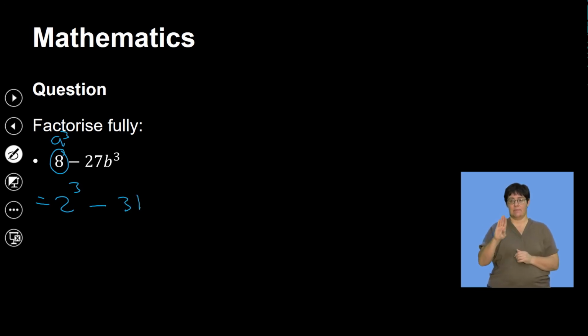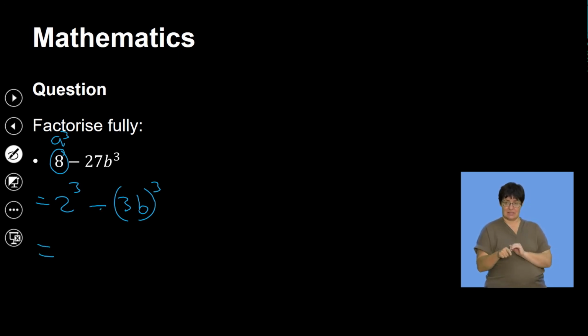One last example, this is a difference of cubes, right? So you treat this, remember, as a cubed, and then this will be the b cubed. So this is the same as 2 to the exponent of 3 minus 3b, all of this cubed. And then you can factorize this.